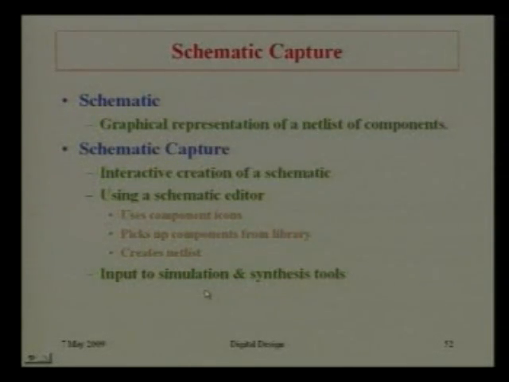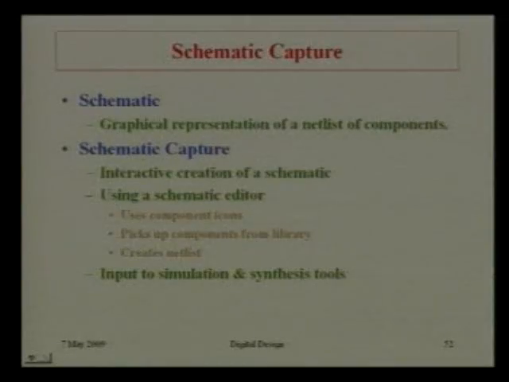Then schematic capture, that is the graphical representation of a netlist of components. Now it is difficult, but sometimes we use that thing, it is necessary. Okay. Sometimes it is not possible for us, it is a huge thing, or someone has given me the circuit, so scan it and put it. Okay.